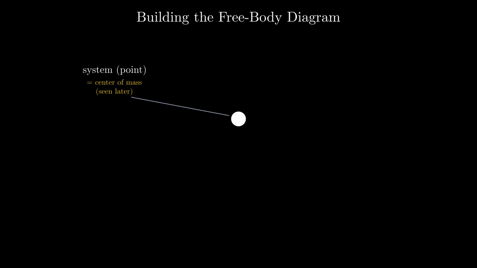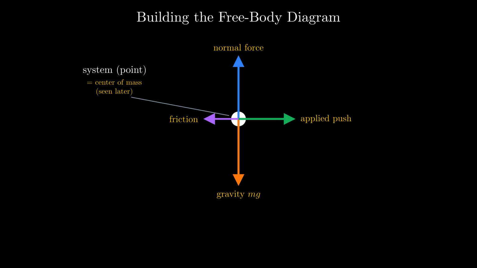We shrink the entire system down to a single large dot, a point. Later in the course, you'll see this point is really the center of mass, but for now, it's simply where all the forces live. From that dot, we draw one arrow for each force acting on the system, pointing in the direction the force pushes or pulls. Longer arrows mean stronger forces, and crucially, we draw only the forces acting on the system, never the forces the system exerts on everything else.